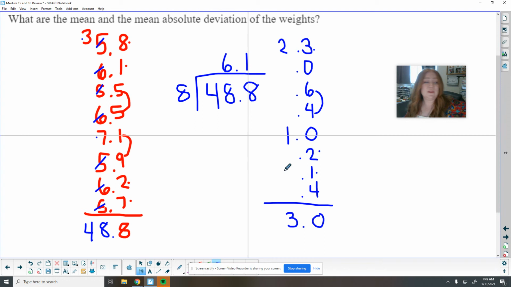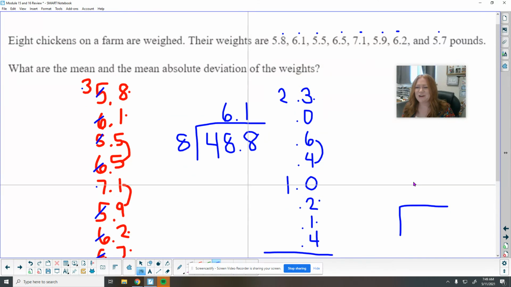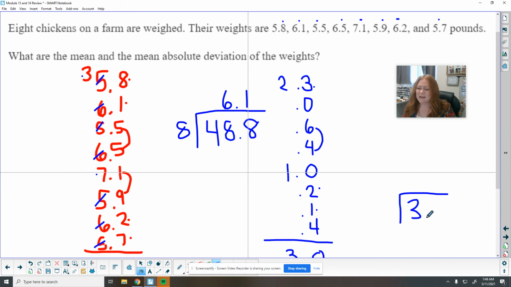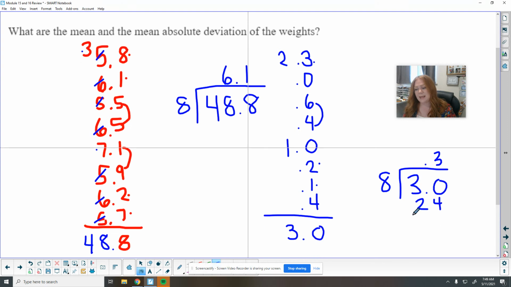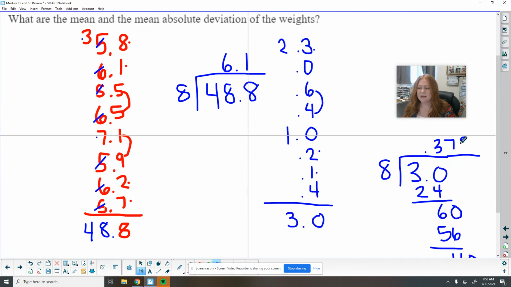So this mean absolute deviation, oh, I did not divide. I was like, 3? That can't be right. Like they're all pretty close to each other. They're not even 3 pounds apart. So I've got to take the differences weighed together and divide by 8 again here. 8 can't go into 3, but it can go into 33 times, which is 24, and bring down that. 8 goes into 60, 7 times is 56, and bring down a 4. 8 goes into 40, 5 times.